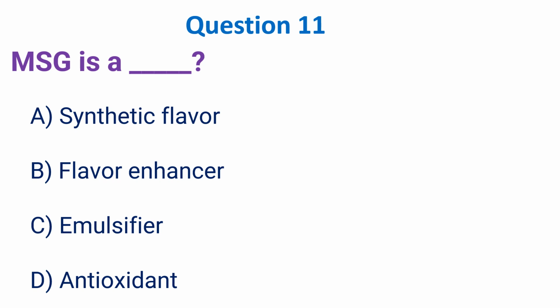Question number 11. MSG is dash. Options are option A synthetic flavor, option B flavor enhancer, option C emulsifier, option D antioxidant. And the correct answer is option B flavor enhancer. MSG is also called monosodium glutamate.